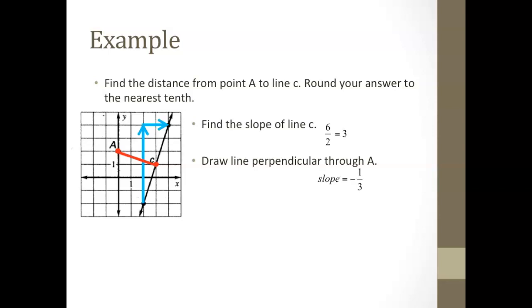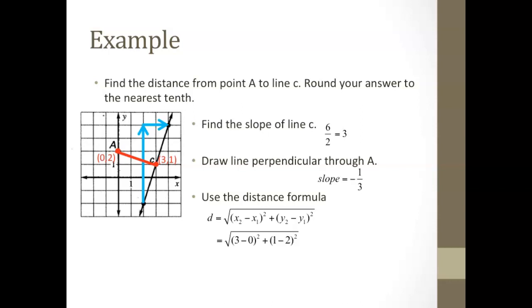So we know that point A is at (0, 2), and the point where it reaches line C is at (3, 1). So to find this distance, now we can use the distance formula. D is equal to the square root of (x2 minus x1) squared plus (y2 minus y1) squared. So this is going to be 3 minus 0 squared plus 1 minus 2 squared, which ends up being 9 plus 1 under the square root, which is the square root of 10. You can leave it as the square root of 10, but here it says to round your answer to the nearest tenth, so that's going to equal 3.1. So the distance from point A to line C is 3.1.